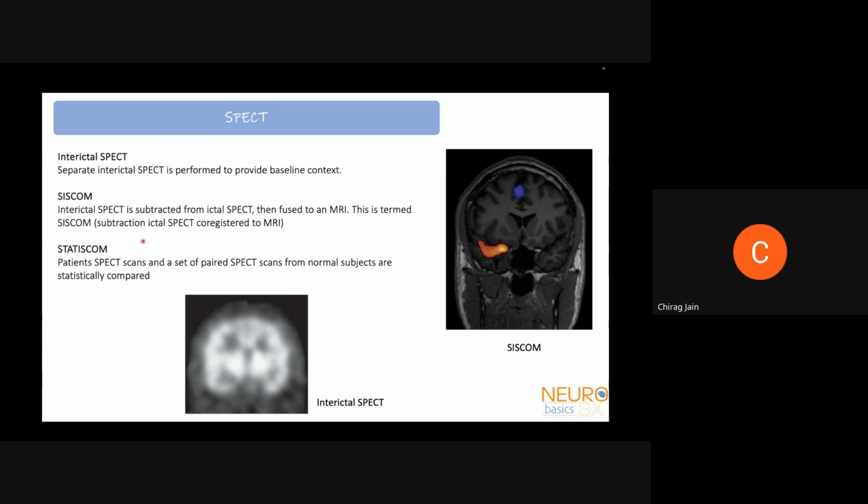This can be further improved with something called STATISCOM. Here you take the patient's SPECT scans and a set of paired SPECT scans from normal subjects, and then these are statistically compared to give you an idea as to what are potentially localizable areas.